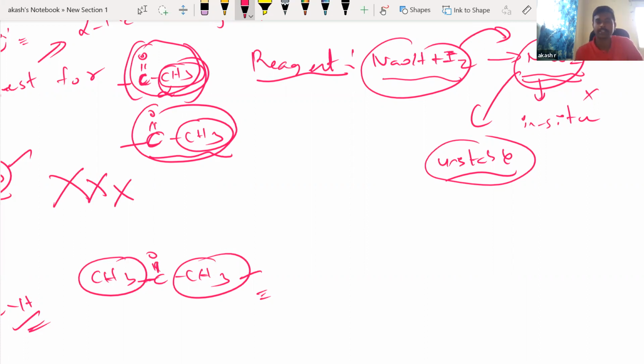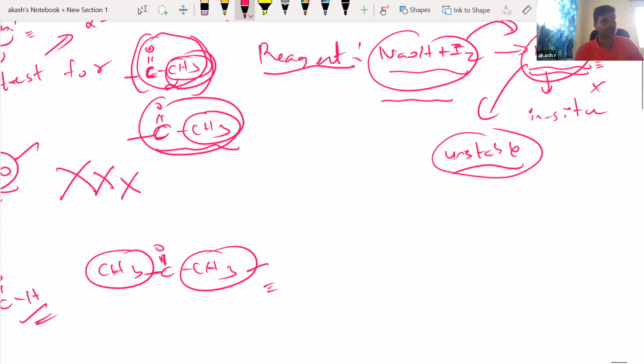Whether they give NaOH plus I2 or whether they give NaOI, they are referring to the iodoform reaction only.